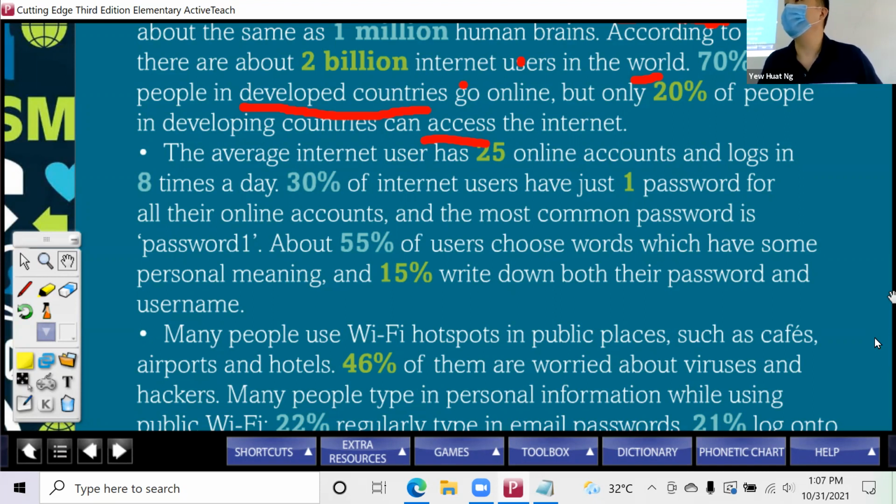Because of things like this, I think level 3 you will still struggle a bit, but I think you will be okay because you are very hardworking and you change. Very good. So the average internet user has 25 online accounts, and logs in 8 times a day. Again, this is almost 10 years ago. Now more. 30% of internet users have just one password for all their online accounts.